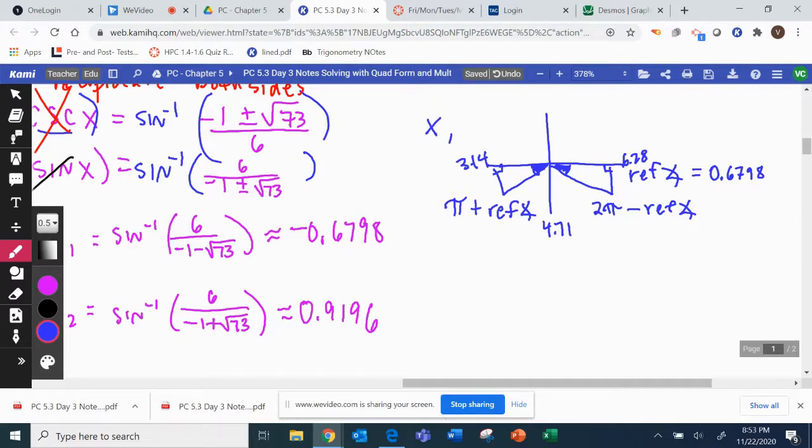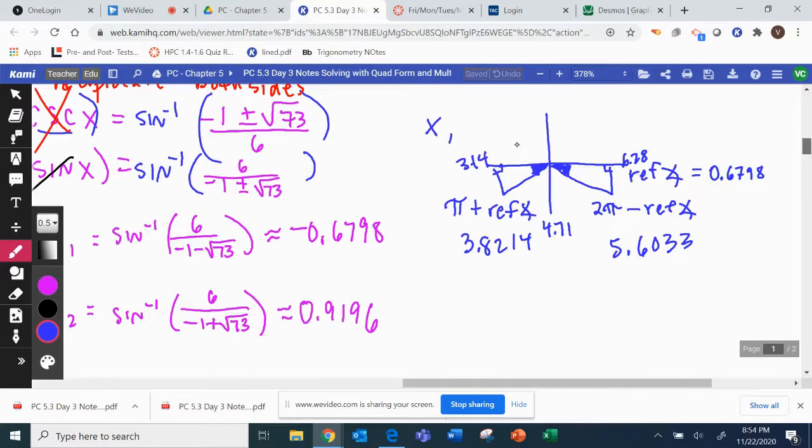All right, so pi. So this one is going to be about 3.8214. And then the second one is 5.6033. And both of those check off to where they should be in the correct quadrants.